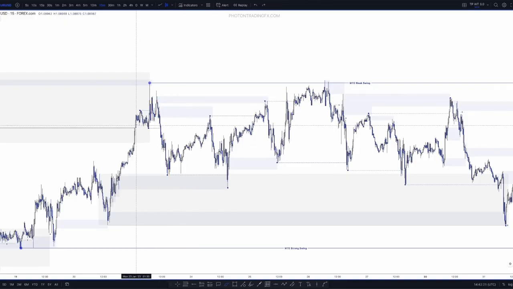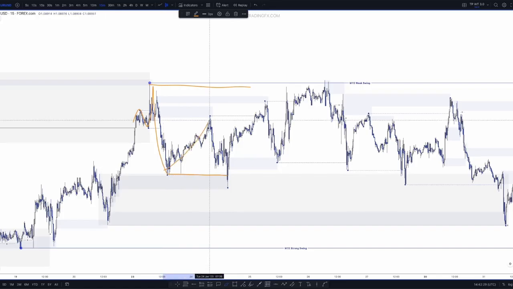So now we have a big flip. But more importantly, the structure is bearish, right? The internal structure for the M15. So now you have a strong high and you have a weak low, right? So price pulls back up, we can look to short.